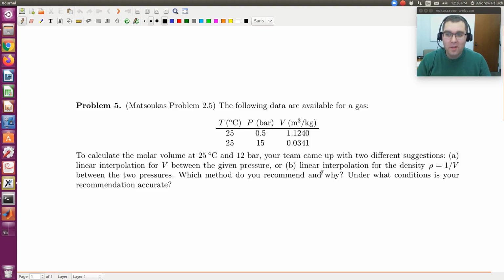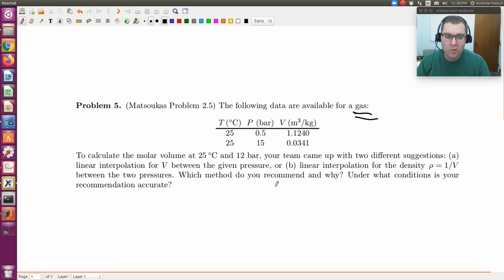All right, let's take a look at problem 5, which is a shorter problem, but just intended to get you to think a little bit. So the following data are available for a gas. All right, so let me emphasize for a gas. To calculate the molar volume at 25 degrees C and 12 bars, we have data at 25 degrees C. Both data points are at 25 degrees C. One's at 0.5 and one's at 0.15. So pressure is between the two.